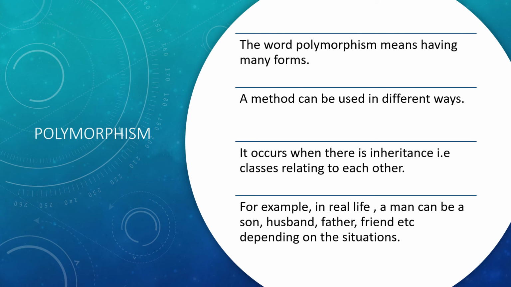Now we'll be talking about polymorphism. So the word polymorphism has poly and morph. Poly means many and morph means forms. So polymorphism means having many forms. A method can be used in many forms, that is called as polymorphism. It occurs when the inheritance is there, means the classes are related to each other. For example, in real life, a man can be a son, husband, father, friend, etc., depending on the situation. So, a man has many forms.